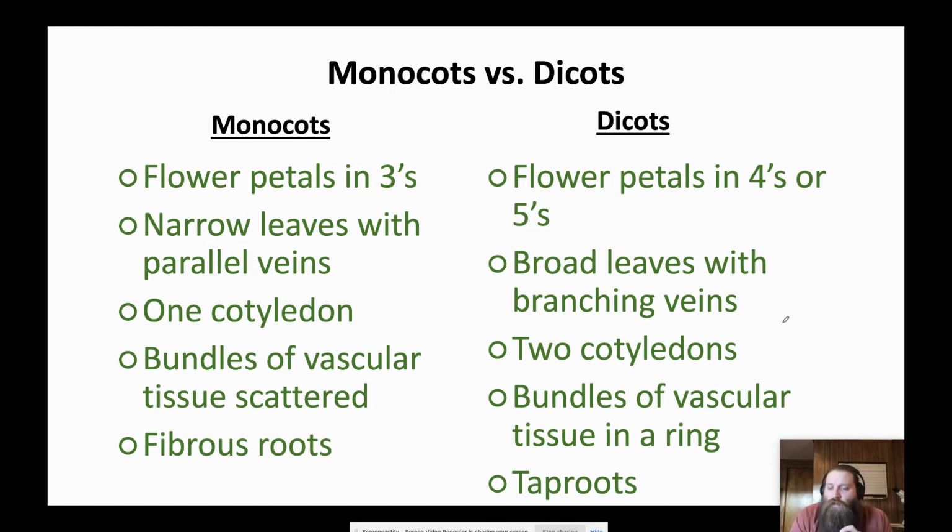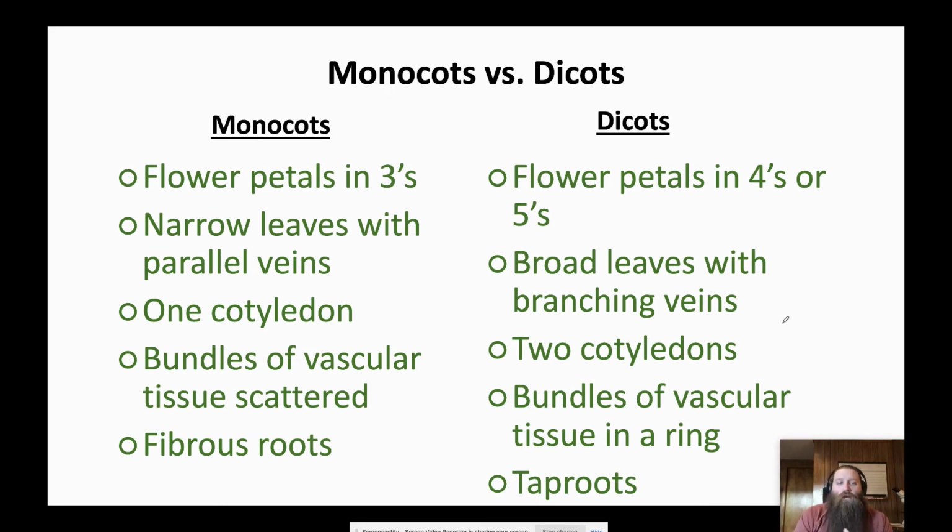Now, another distinction we make in the angiosperms is we break down angiosperms into monocots and dicots. Monocots have flower petals that come in groups of 3s, where dicots are in 4s or 5s. So you have like 4, 8, 12, 16, whatever, or maybe 5, 10, 15, 20, where a monocot's going to have 3, 6, 9, or 12 flower petals. Now, obviously, you could be 3s or 4s and get to 12. So it's like, oh, was it a monocot or dicot?